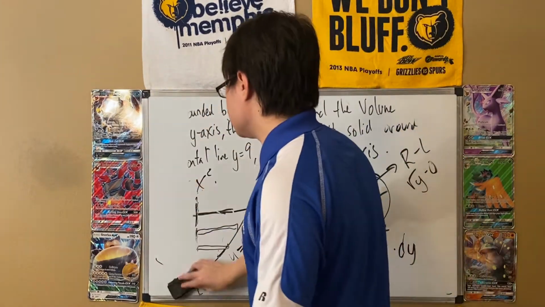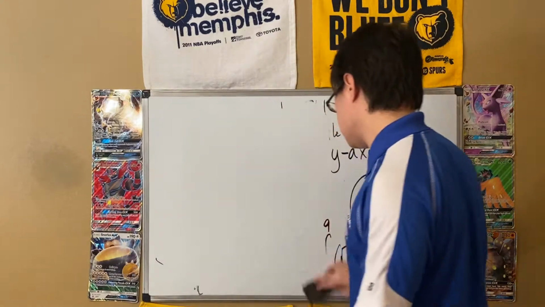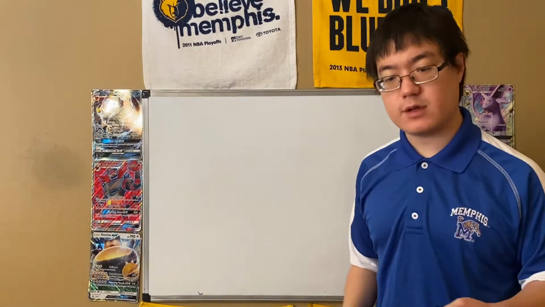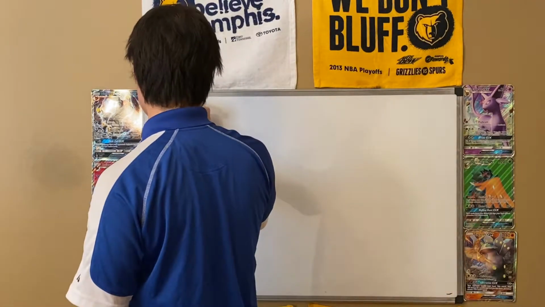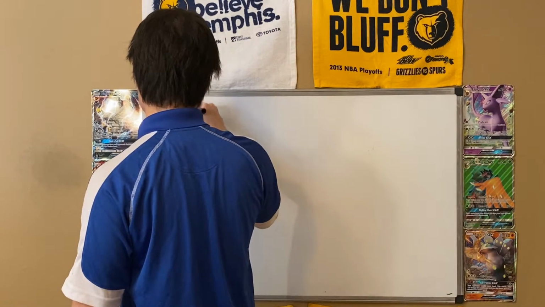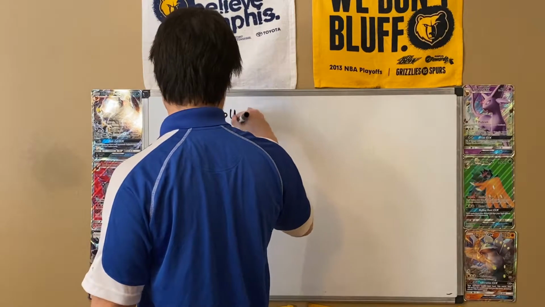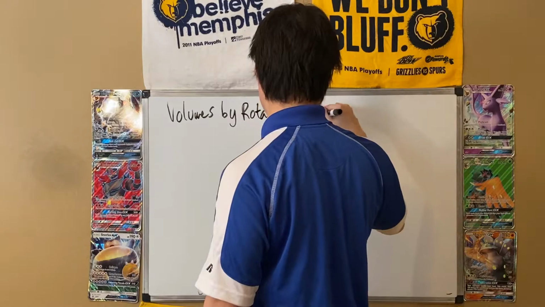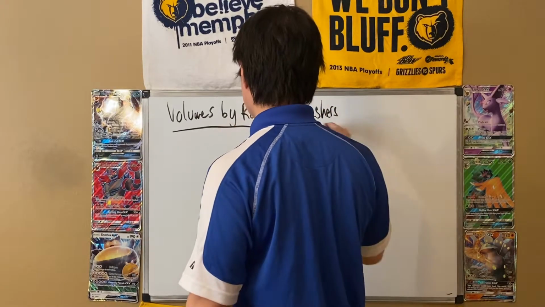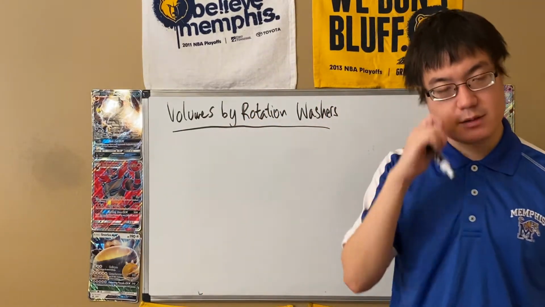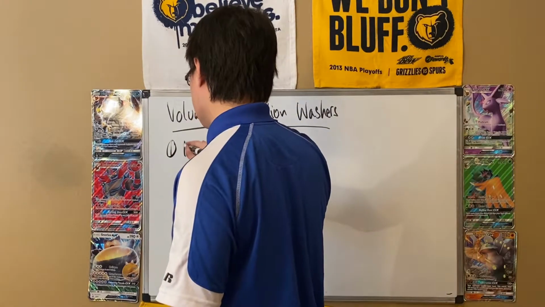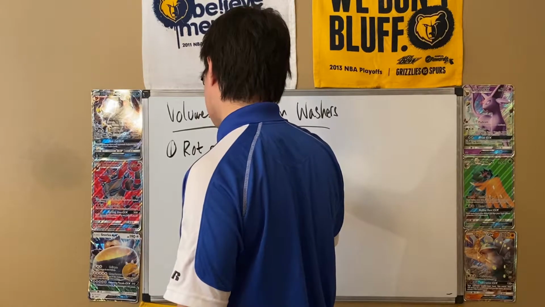So now I'm going to do the washer steps just like I did with the disk steps. So let's erase this. So now let's go for washers. So rotation, volume by washers. A lot of these steps are going to be the same, but there's going to be a few added steps. So step one, it's still based off the rotation axis. We'll call it the rotation axis.